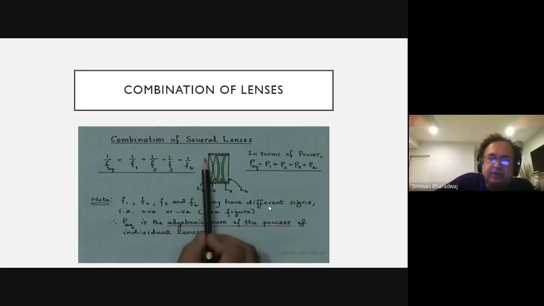Okay, 1 by f equivalent equals 1 by f1 plus 1 by f2 plus 1 by f3 plus 1 by f4. The power is just the summation of the powers, p1 plus p2 plus p3 plus p4. But you must note that f1, f2, f3, f4 have different signs. They are positive or negative. P equivalent is the algebraic sum of the powers of the individual lenses.